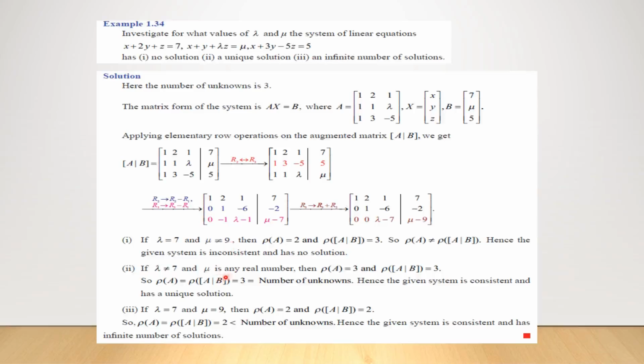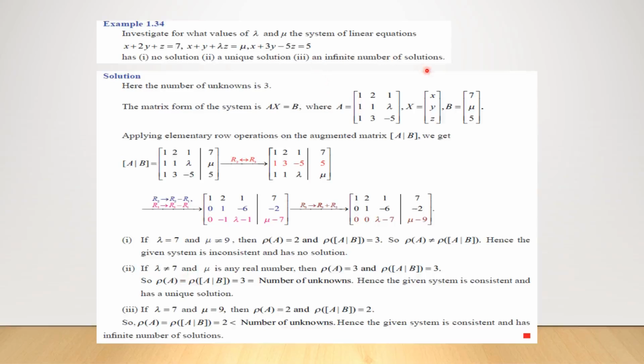Next, unique solution. Unique solution means both ranks are 3. That is, this lambda minus 1 is not equal to 0, which means the rank of A is 3 and the rank of A comma B is also 3. There is no need to consider this mu minus 1. So for this, lambda minus 7 not equal to 0 means lambda is not equal to 7. At that time both ranks are 3. So we can say the given system is consistent and has a unique solution. For that we have to consider the lambda value alone.